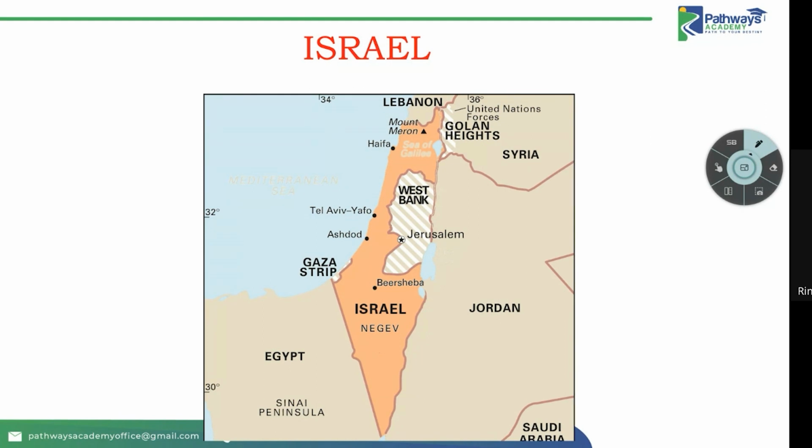Second most important thing about the Sea of Galilee is that the River Jordan passes through it. The River Jordan passes through this lake. Last year we got a question regarding the Jhelum River, right? The Jhelum River passes through Wular Lake. Like that, the Jordan River passes through the Sea of Galilee. Okay. From where does this Jordan River rise?